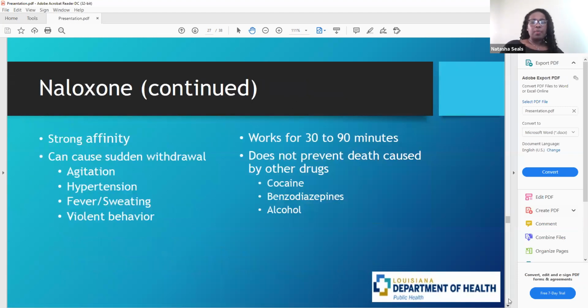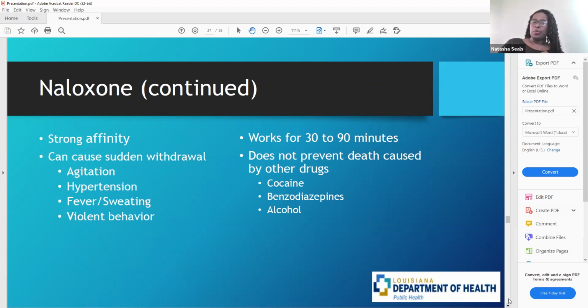And so here we talk about naloxone having strong affinity. That just simply means that you have opioids, and there are some mixed acting ones, but for the most part they're opioid agonists. So they go and attach to those receptors in your body.